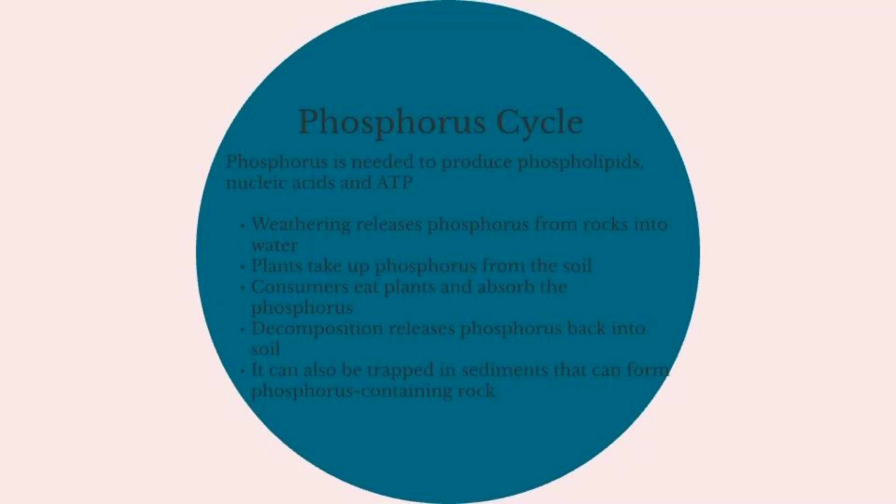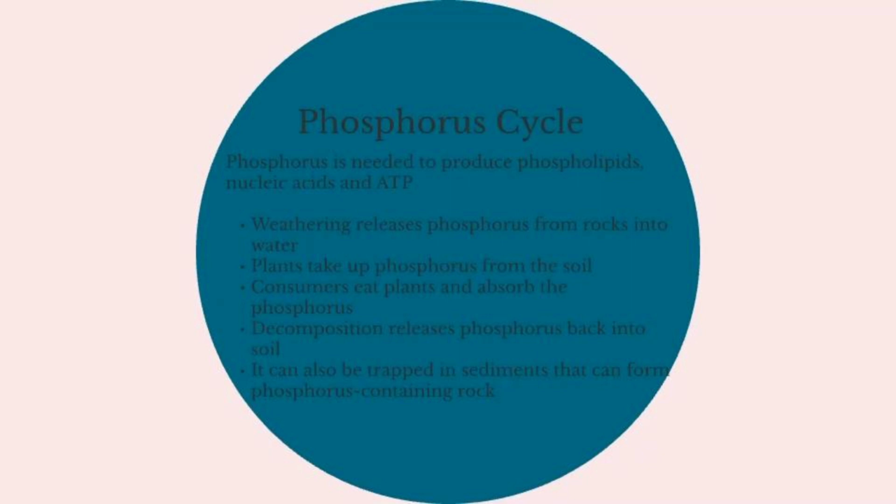And these then again pass through to consumers when they eat the plants, and then the phosphate ions in the waste products or in dead organisms are released back into soil or water during decomposition. Once that's happened, either the phosphate ions can now be taken up and used again, like the beginning of the cycle, or they can be trapped in sediment that over a long time can turn into phosphorus containing rocks, and then that can be the start of the whole cycle again.